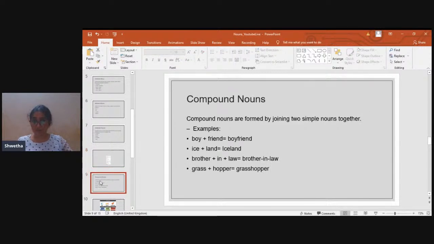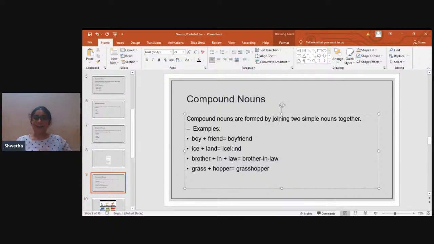Compound nouns. Now, what happens in a compound noun? You join two or more nouns together to form a compound noun, right? Boy plus friend becomes boyfriend. Ice plus land becomes Iceland.